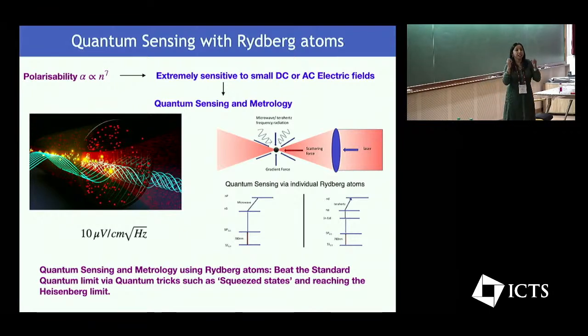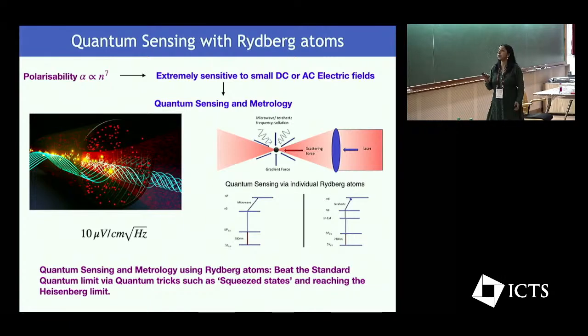As I had said, in Rydberg atoms, since the electron is so far away from the nucleus, it's very sensitive to external electric fields. So it can sense very, very small electric fields. It can also be used, for example, for sensing electric pulses from brains, and also for looking for minerals deep down in the earth. So all this makes Rydberg atoms very promising for quantum sensing.